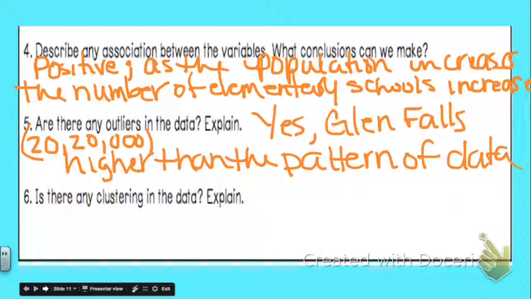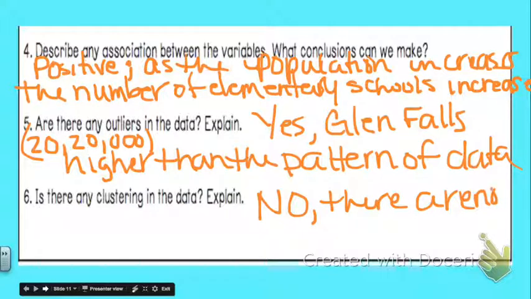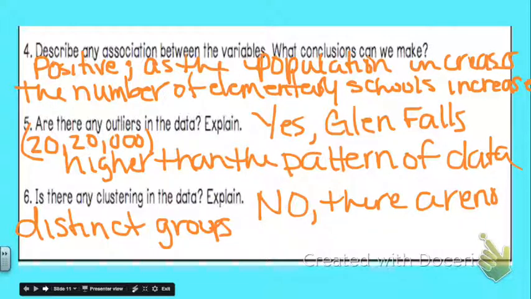And number 6, is there any clustering in the data? No, there is no clustering. Everything looks to be equally spread out, so there's no clustering in the data. So I'm going to write there are no distinct groups of data.